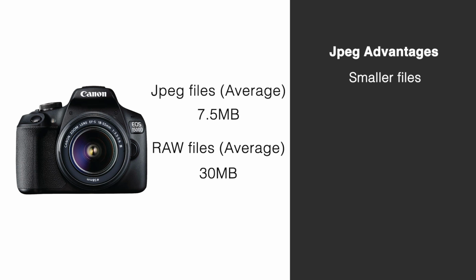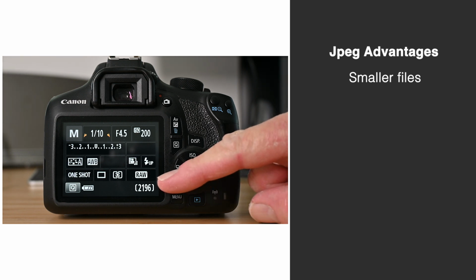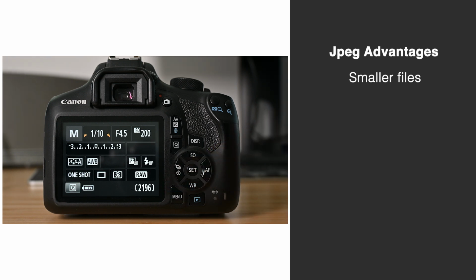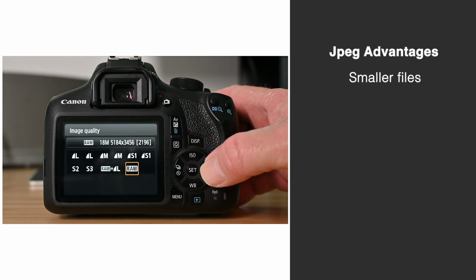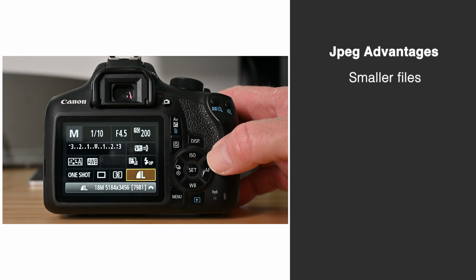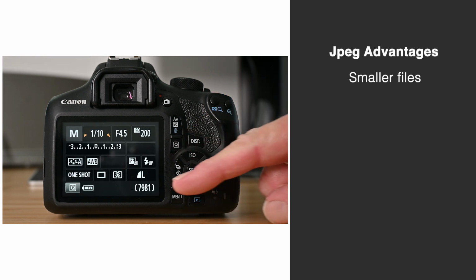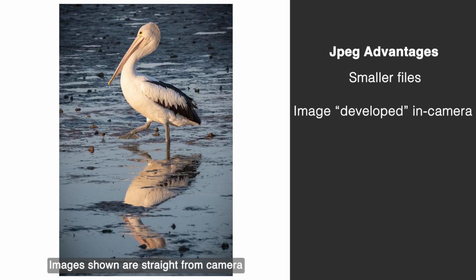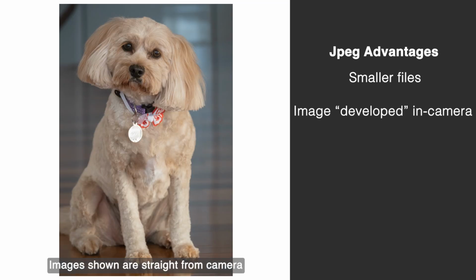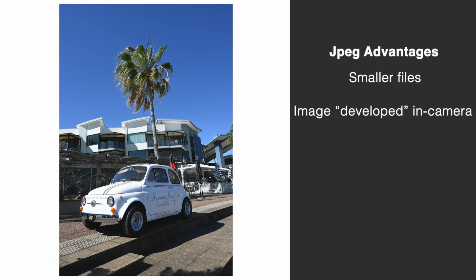As an example, this number shows how many raw images can be saved to the memory card in this camera. Now let's change the setting from RAW to JPEG. Now the number increases by over 3.5 times. Because the image is effectively already developed in camera, the image may not need any processing or editing.